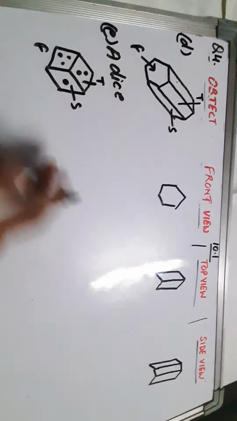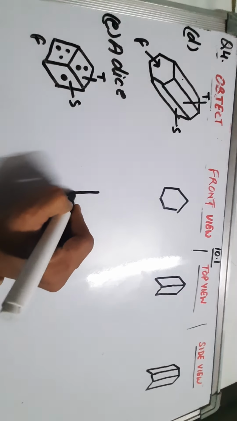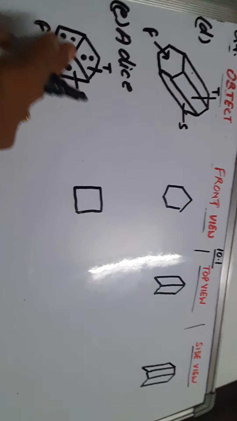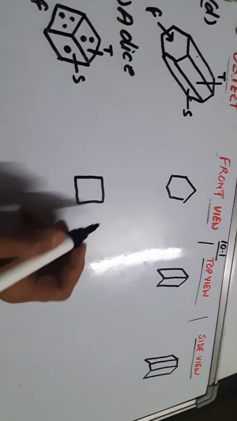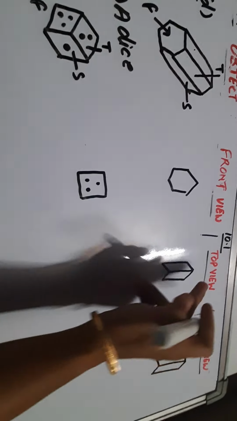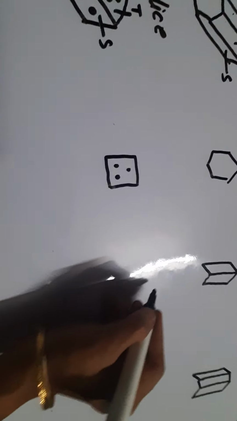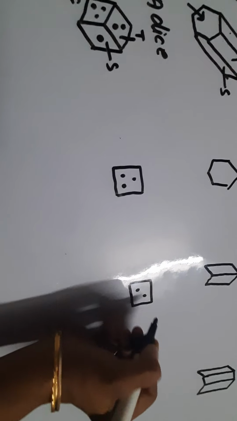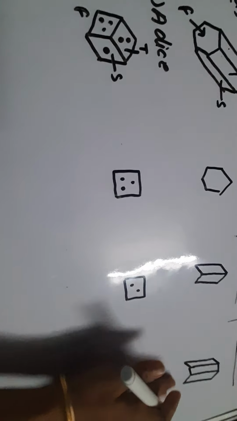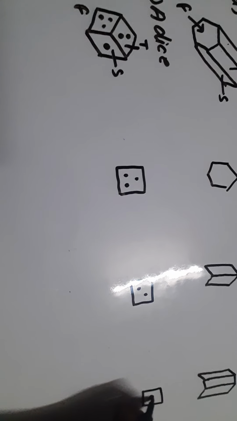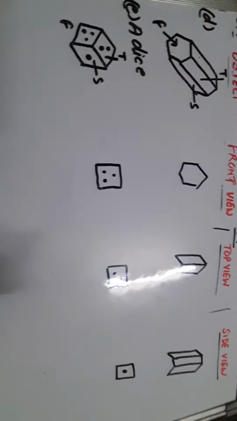So front is, we'll make a square. As we all know, it is a cube. Dice is in the shape of a cube, and cube is always made up of a square. So front face carries 3 dots. Top view carries only 2 dots with a square. You can check a dice at your home also. And side view carries only 1 dot like this. So these are the 3 views of this.